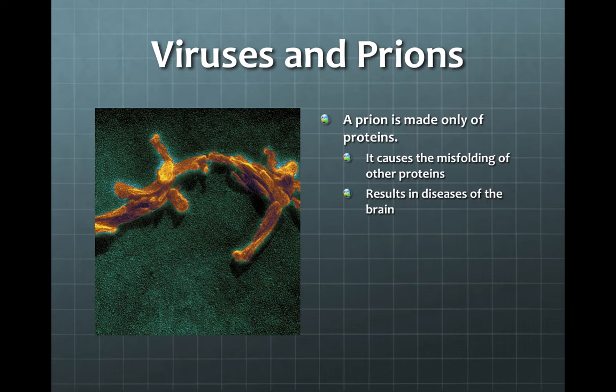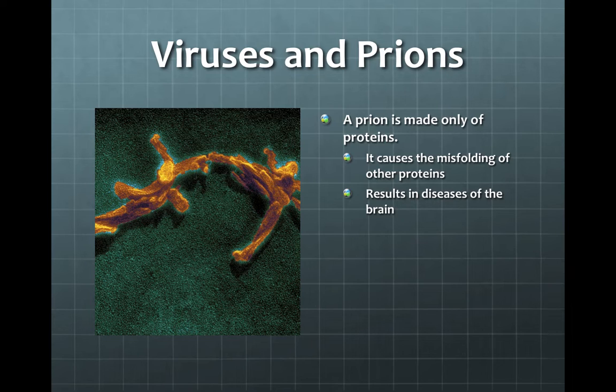All right, so the next one is a prion. Prions are made only of proteins. They cause the misfolding of other proteins, so it results in diseases of the brain. If you've ever heard of mad cow disease, this is a prion.